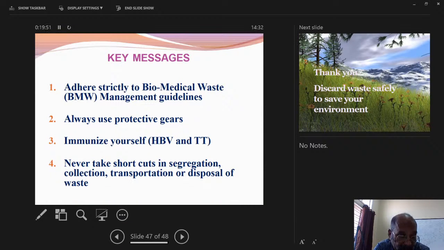Key messages. Adhere strictly to biomedical waste management guidelines. Always use protective gears. Immunize yourself. Never take shortcuts in segregation. A few more slides I will show.